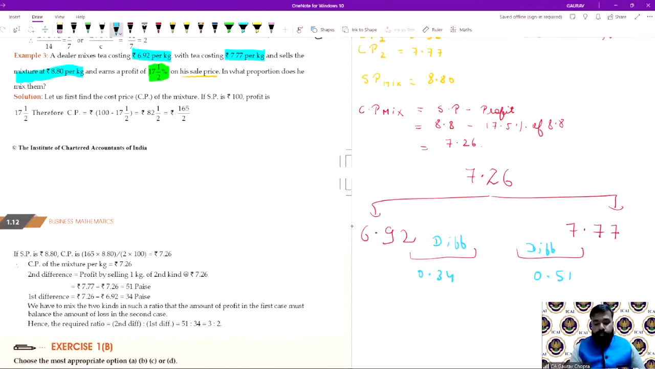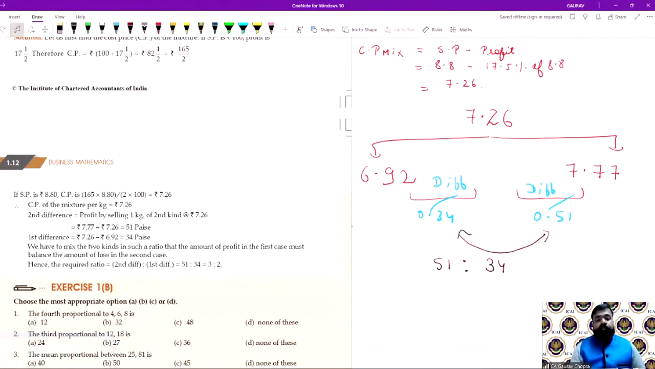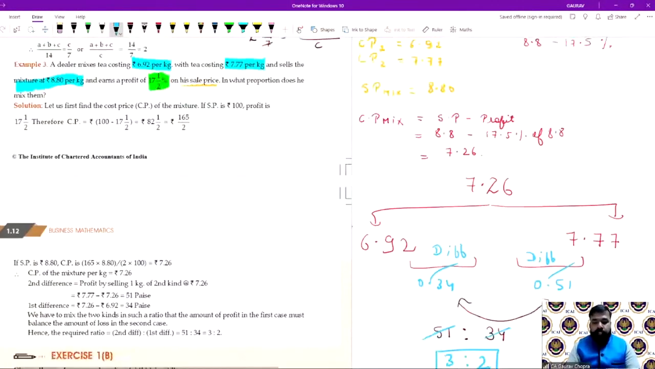Ignore the decimal, and now apply invertendo. That means we have to interchange their positions. So it will become 51:34. If we cancel them with the help of 17, what will come? 3:2. So this is the required ratio in which we can mix the two varieties of tea. This is the way in which we can calculate. All right, so let us repeat this.